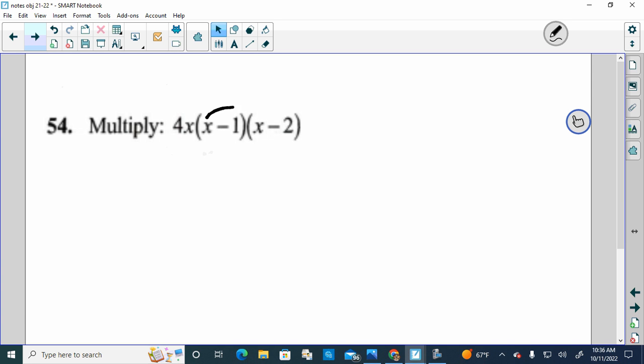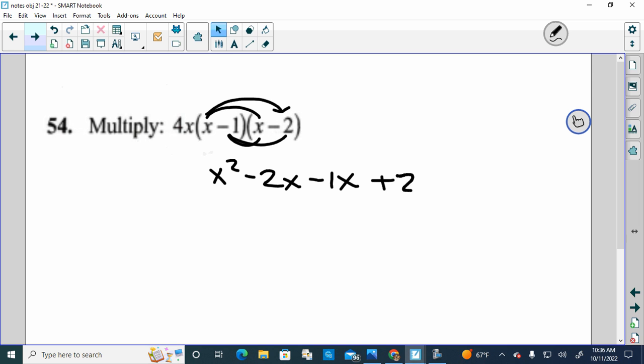So when I distribute this, it's going to give me x to the second. When I distribute this to this one, it's going to give me a negative 2x. This one to this one gives me a negative 1x, and then a negative times a negative would give me a positive 2. Okay, go ahead and combine like terms, because that's what we did on the first two problems. We had like terms because it's adding and subtracting at this point. Okay, so that would be a negative 3x plus 2.